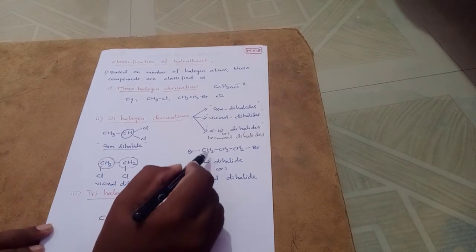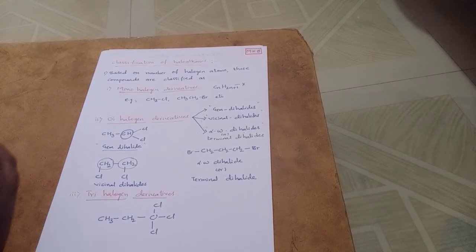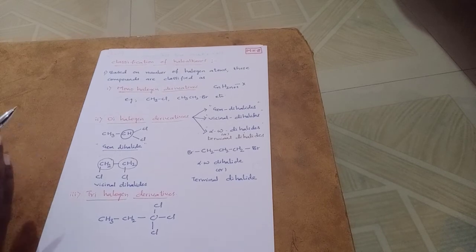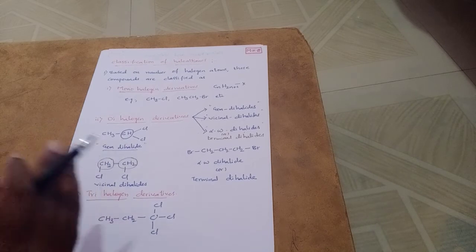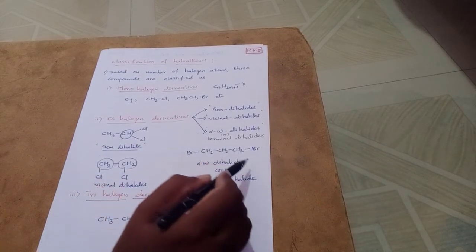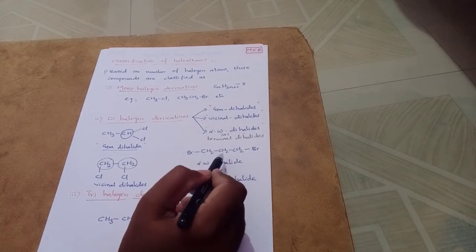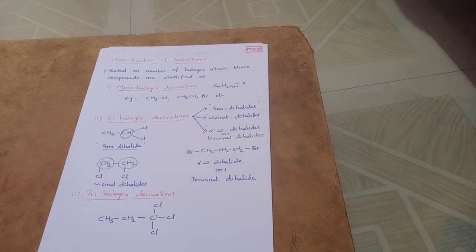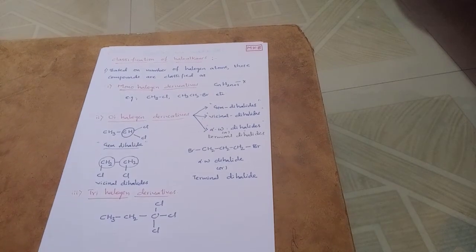Similarly, if those halogen atoms are present on the first carbon and on the last carbon of the parent chain, that means end carbon atoms. Usually end carbon atoms are called terminal carbon atoms. So if the halogen atoms are present on end carbon atoms, then they are called terminal dihalides. So this is about dihalogen derivatives.